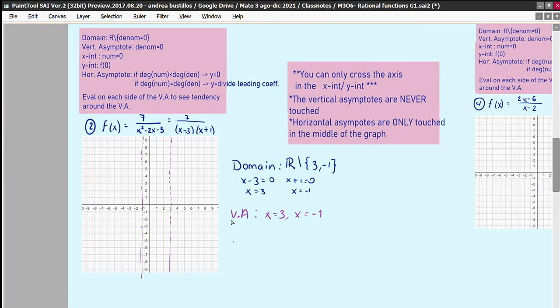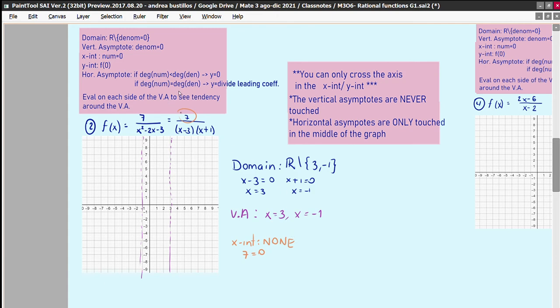So remember, for the x-intercepts, we're going to take the numerator and find its zeros. So the numerator is 7. If I equate it to 0 and find its zeros, we will notice that we have an expression like this. 7 equals 0. Obviously, 7 is not the same as 0, so that means that we don't have any x-intercepts.